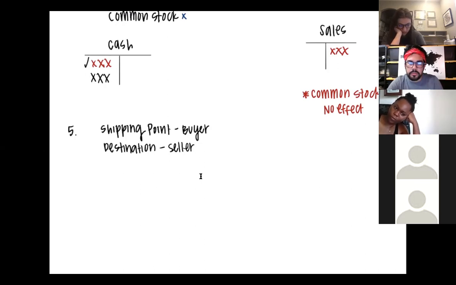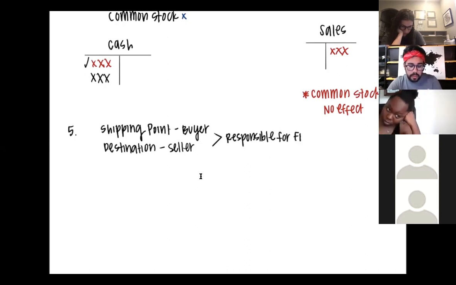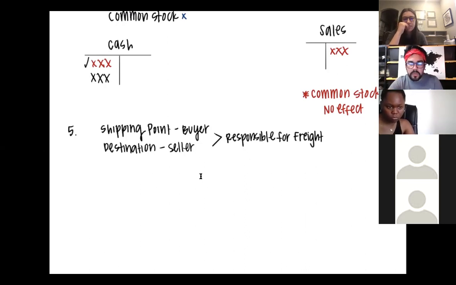Okay, gotcha. So in this scenario, who is the seller and who is the buyer? Alpha is the seller, Beta is the buyer. Okay, good. And they're under the destination terms, so that means Alpha is responsible for the freight, which means they keep it in their inventory until the buyer receives it. And the buyer doesn't record it until they actually get it.